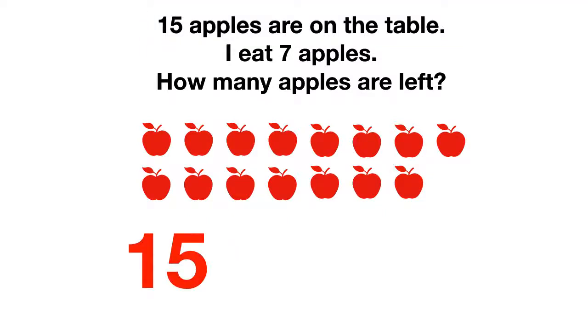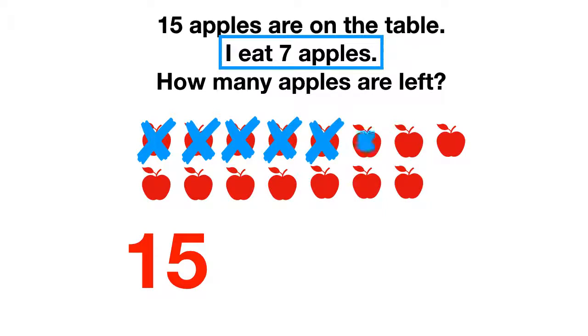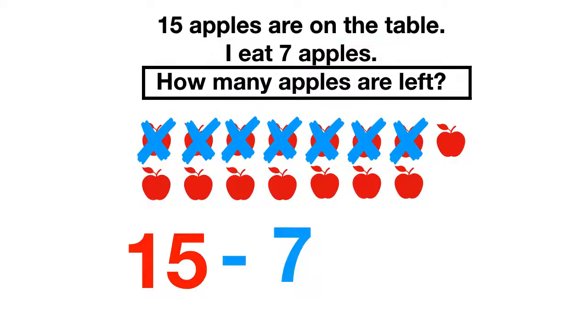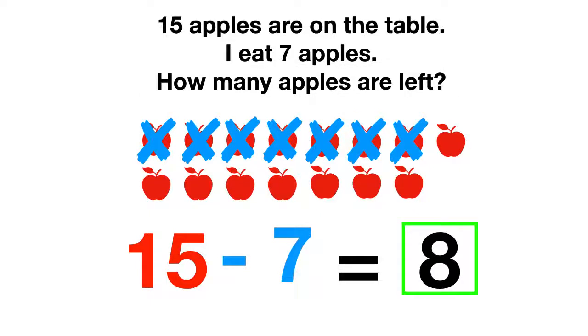Next, the problem says, I eat 7 apples. Well, if we're eating apples, they're going away. We can cross off 1, 2, 3, 4, 5, 6, 7. And if we're eating them, we're subtracting 7 apples. To figure out how many apples are left and what 15 minus 7 equals, you just have to count up the leftover apples. You can count 1, 2, 3, 4, 5, 6, 7, 8. There are 8 apples left.